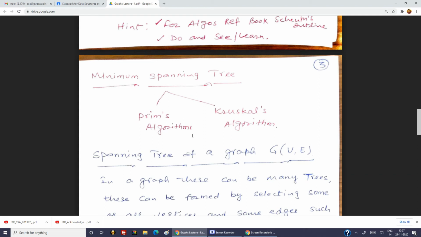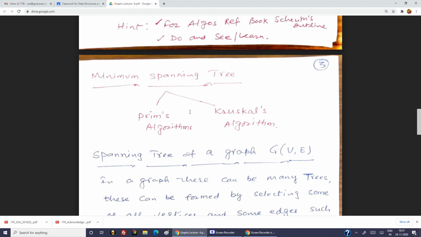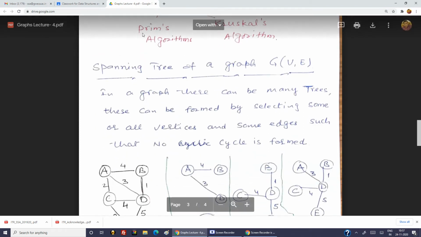So before we discuss the algorithms for finding MST, minimum spanning tree of a graph, Kruskal and Prim's algorithms, we will see what is a minimum spanning tree. So the purpose here in this class is only knowing and understanding what is a minimum spanning tree. We will discuss algorithms in the next class. So before I discuss minimum spanning tree, let us see what is a spanning tree.